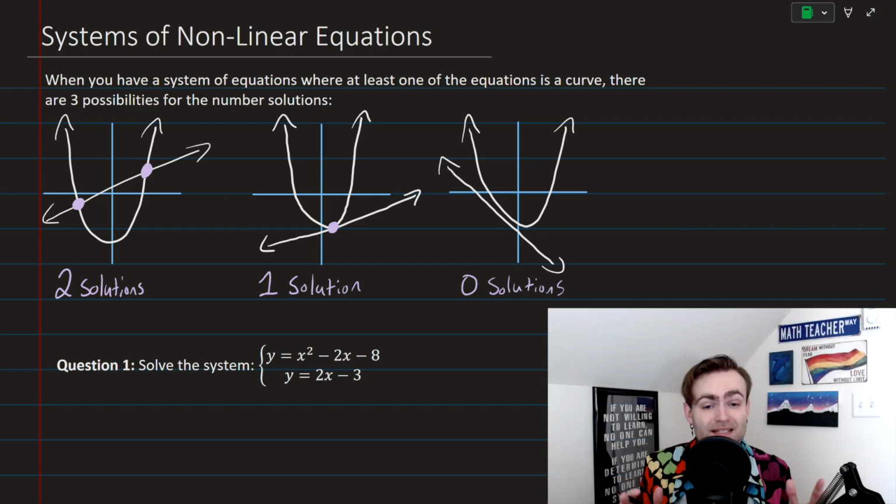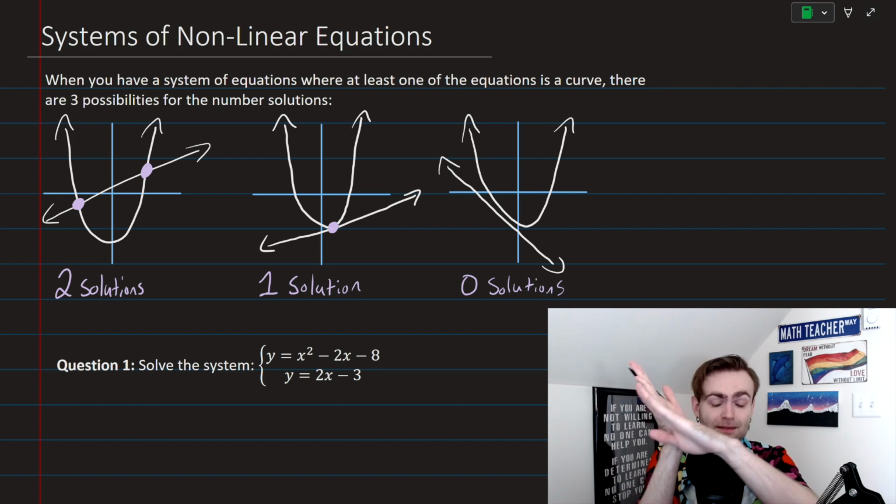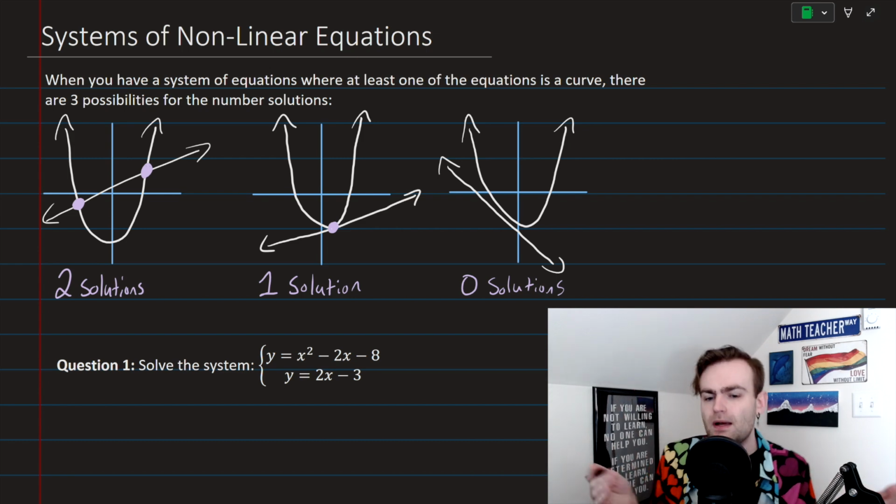So let's talk systems of nonlinear equations. By this, I mean that we have a system, we have at least two equations that we want to be simultaneously true at the same time, where at least one of them is not linear. Remember, if we have a system of linear equations, we have really three possibilities. They intersect, they're parallel, or they're the exact same line, which is kind of also parallel.